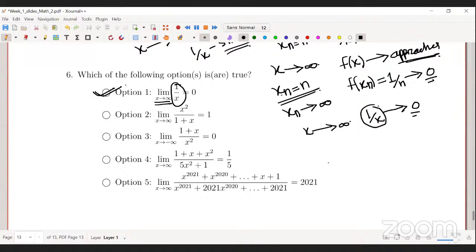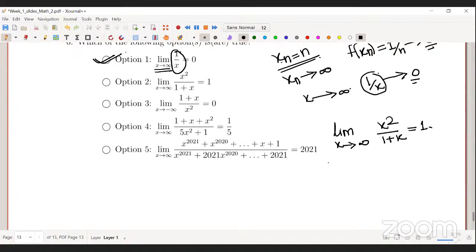The second option is as x tends to infinity. In some sense, if x is large, then x square is much bigger than x. If x is suppose 10 lakh, then 10 lakh square is much bigger than 10 lakh. So x square is much bigger than 1 by x, but it's saying that as x tends to infinity, this quotient converges to 1. In some sense this is not possible.